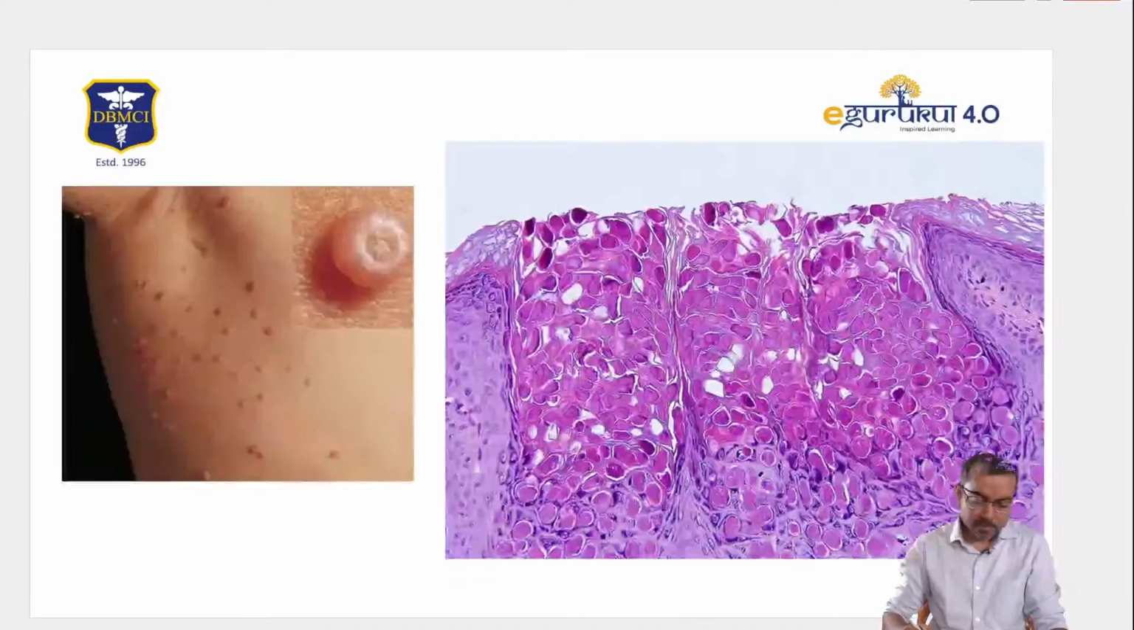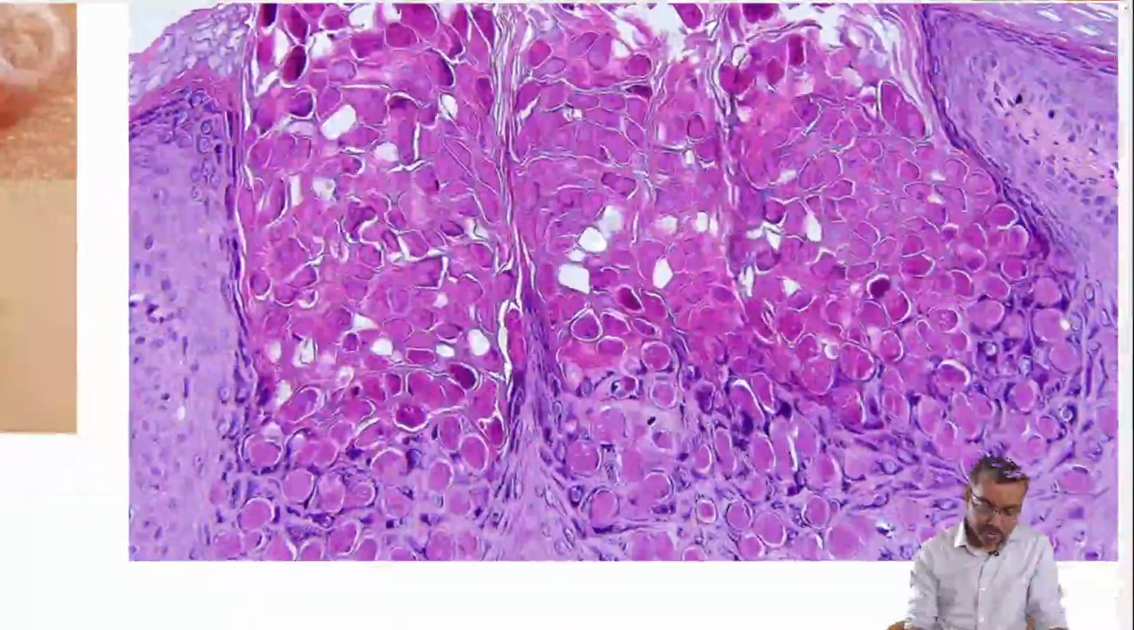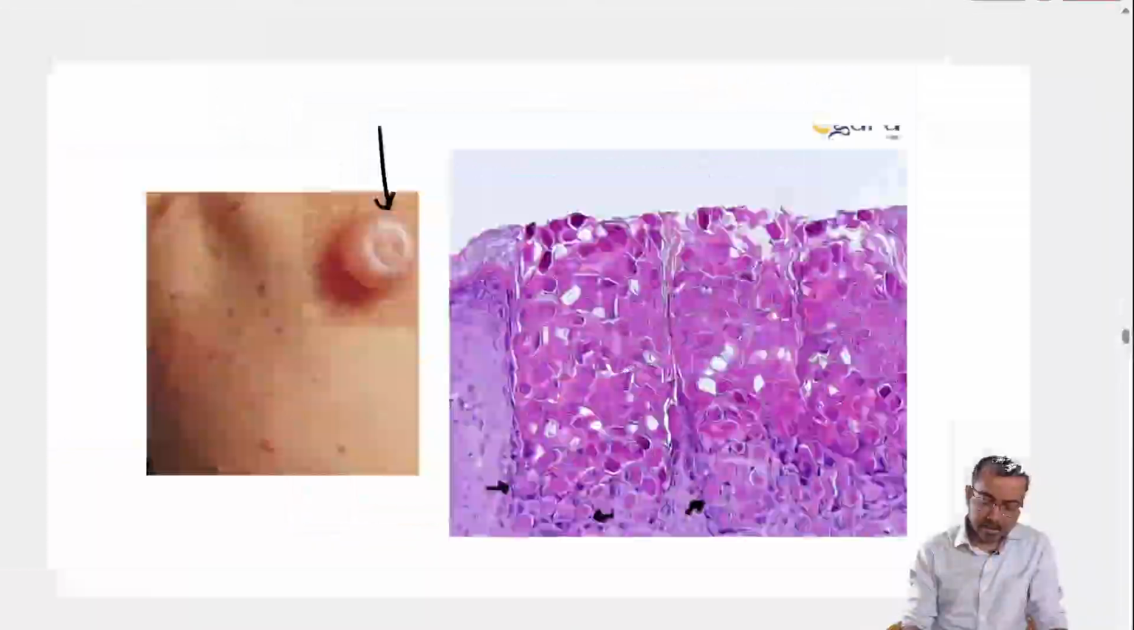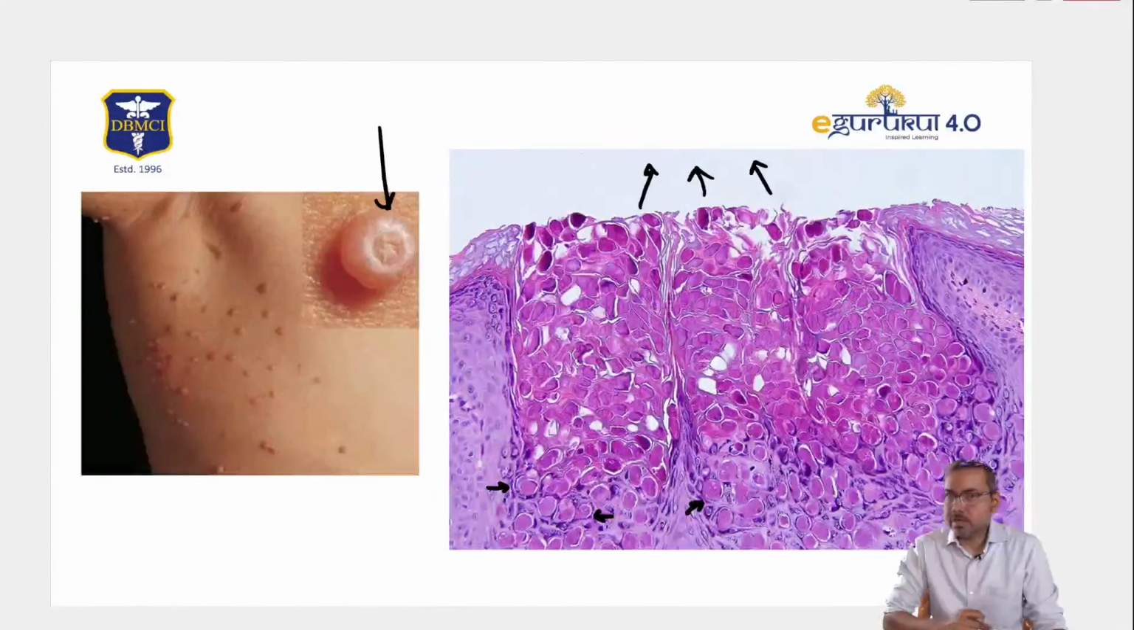Okay. There's the umbilicated papule. You can see this beautiful image of so many molluscum bodies. Can you see this red colored, eosinophilic, and they are now extruding out from the center, and that's a molluscum body. Clear?